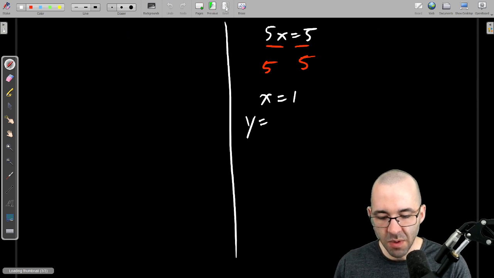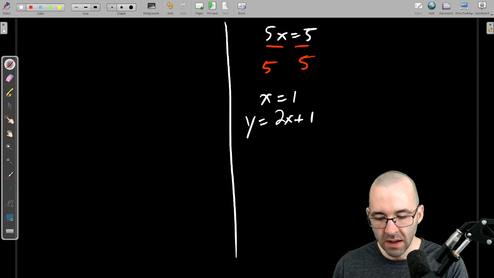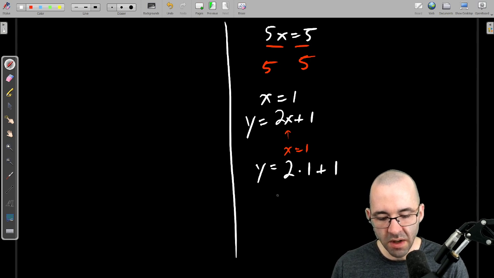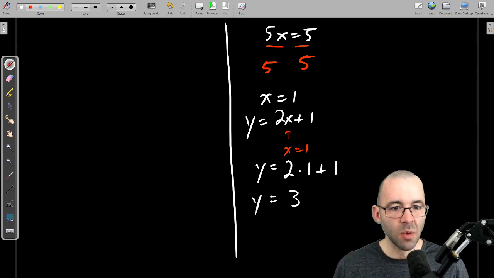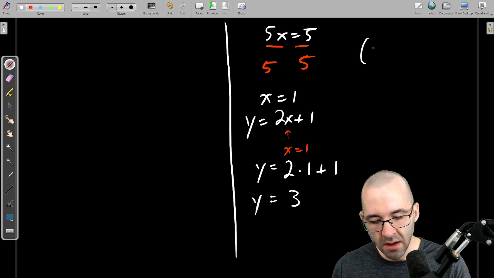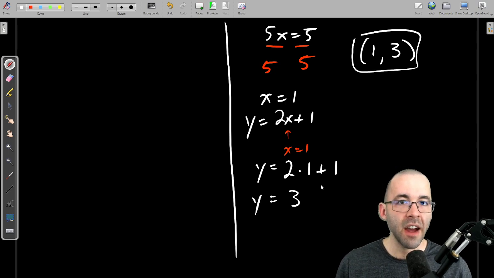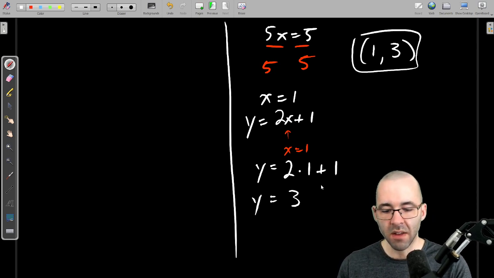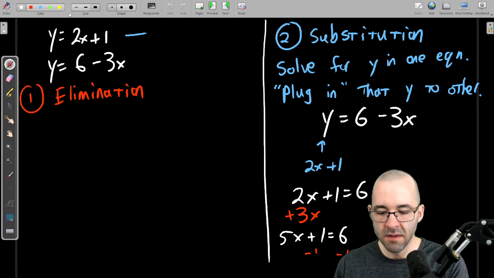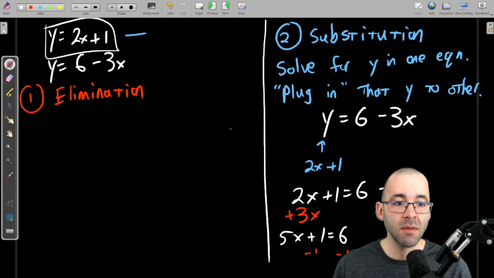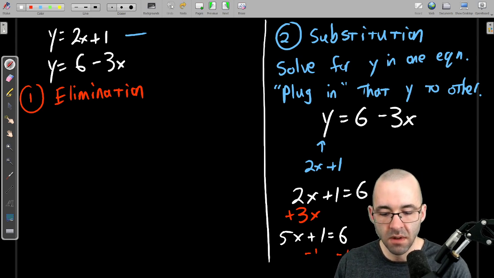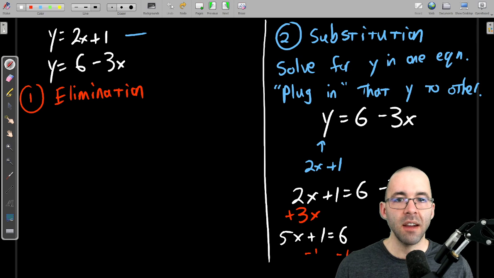y is 2x plus 1. And if x is equal to 1, then replace the x with 1. So y is 2 times 1 plus 1. x is equal to 1, and y is equal to 3. Our answer is the point (1, 3). That's the substitution method. Solve for y. In this case, it was already solved for y, but we have talked about how to do so. And then plug that into the other equation.